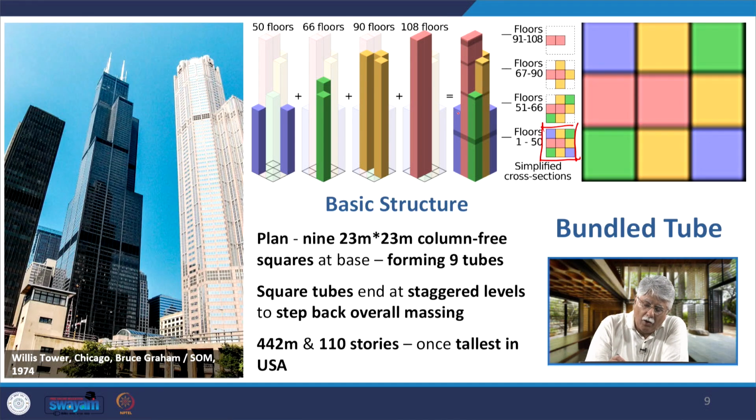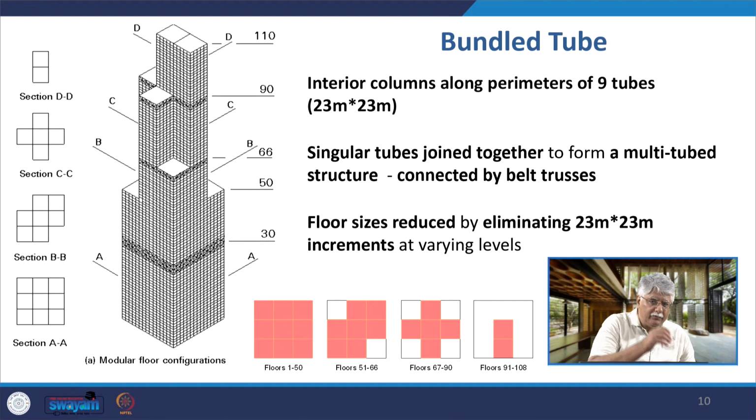So you find that all the towers are rising up to the 50th floor, then 2 towers stop rising, and then the remaining rise till the 66th, then up to the 90th, and then from 91 to 108, only 2 towers are continuing. The interior columns are placed at the perimeter of each of these 9 tubes, which are 23 by 23 meters, and these singular tubes are then bundled together in this multi-tubed structure, and then they are connected by these belt trusses to bind them together.